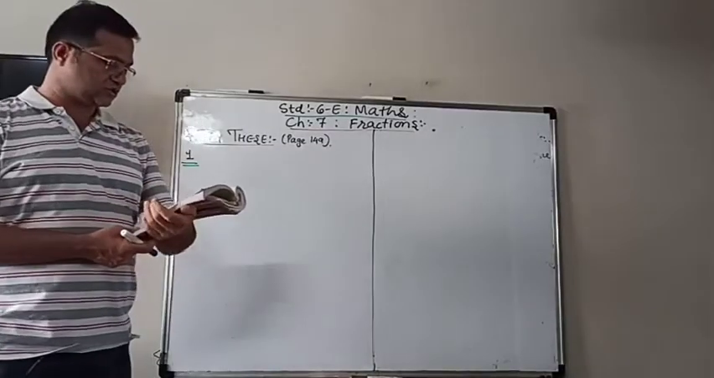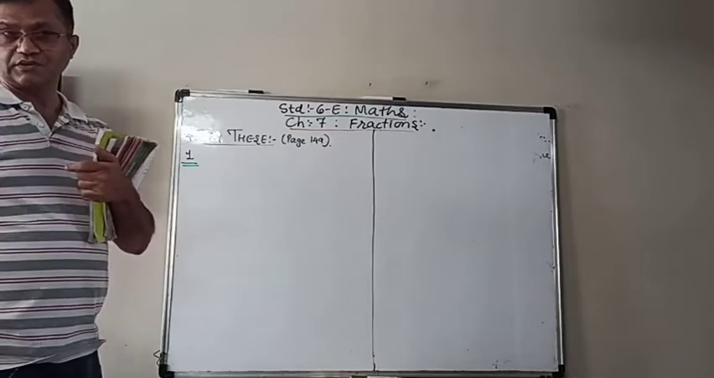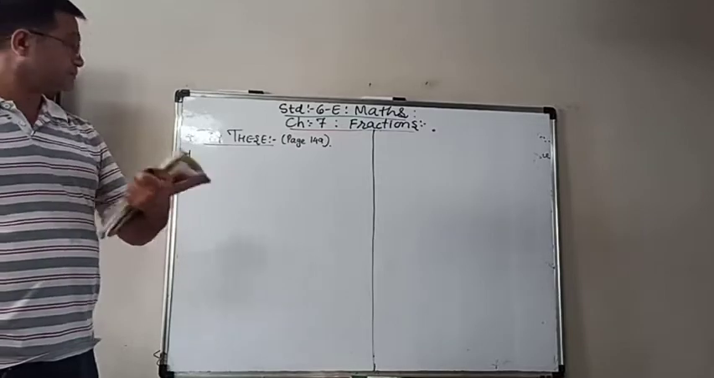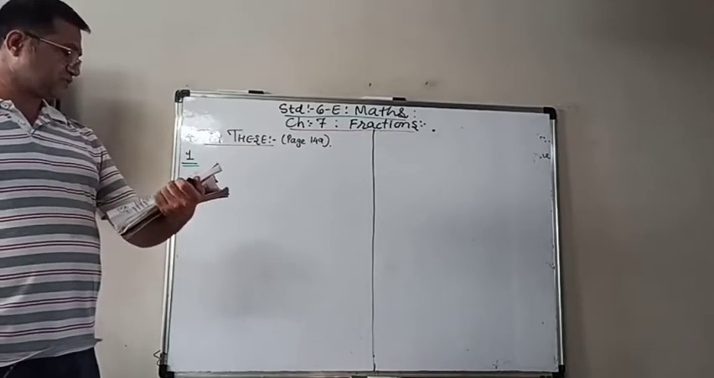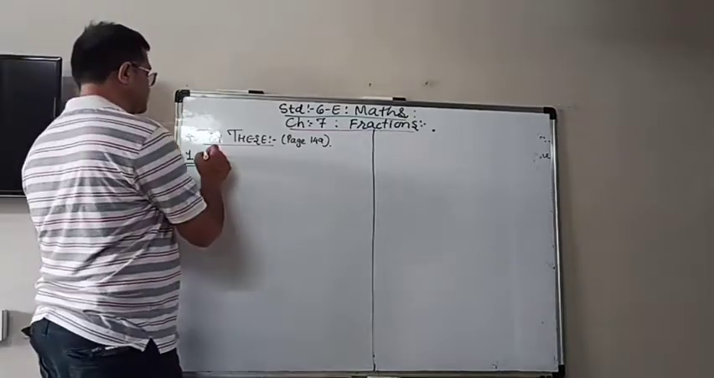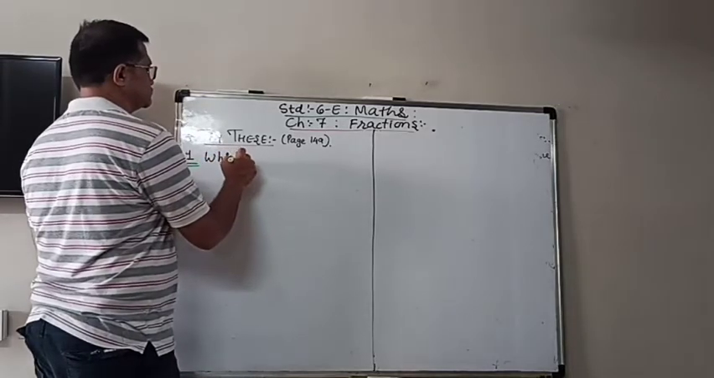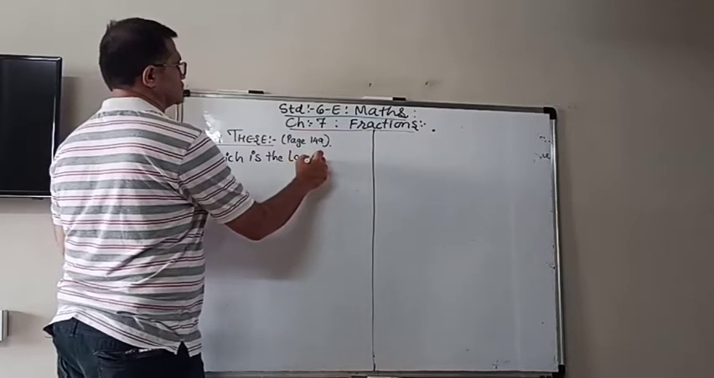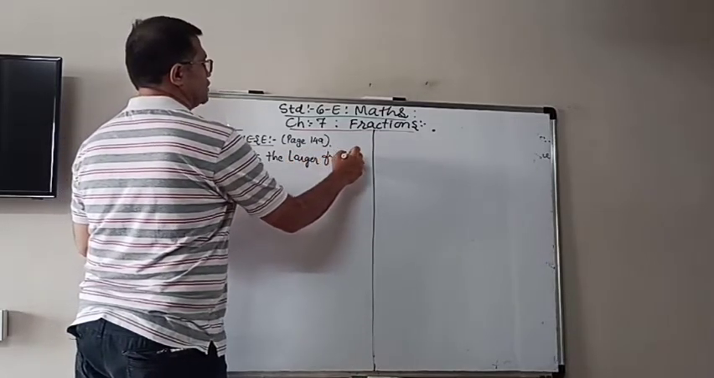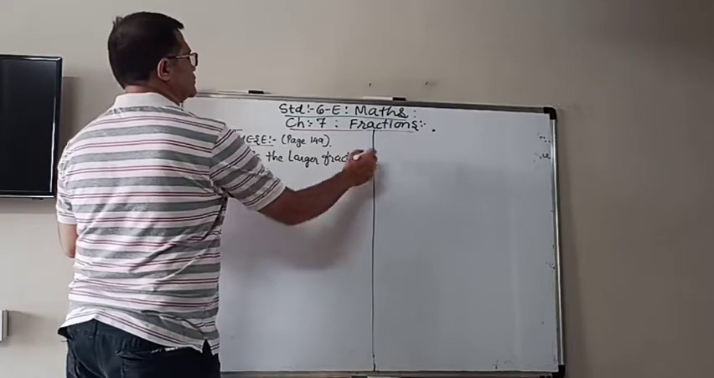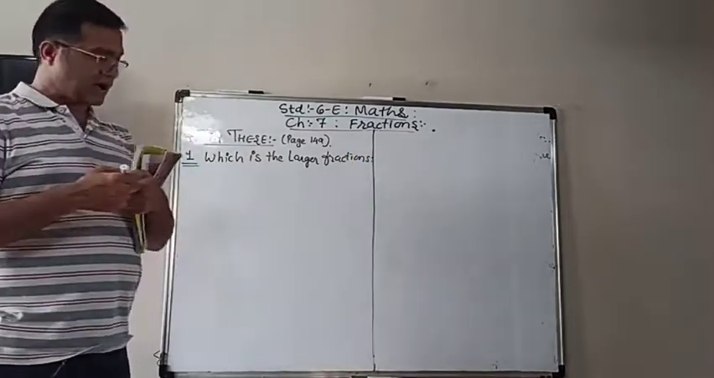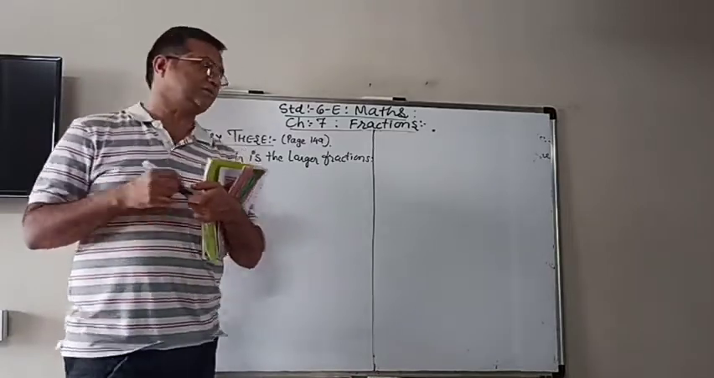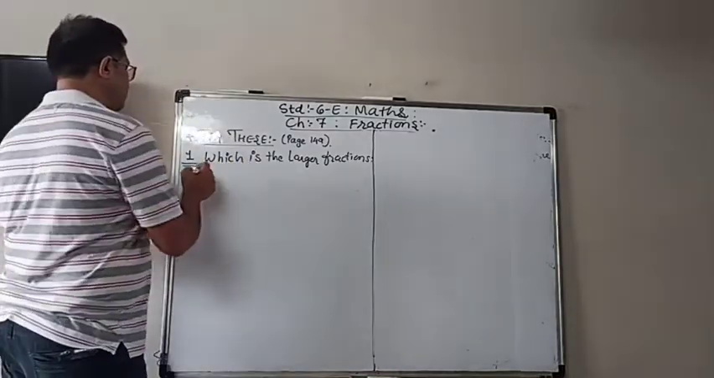Now let's do the examples. Try this, page number 149. First question is, which is the larger fraction? The pairs are given. Out of the pairs, which fraction is greater, that we have to find out.